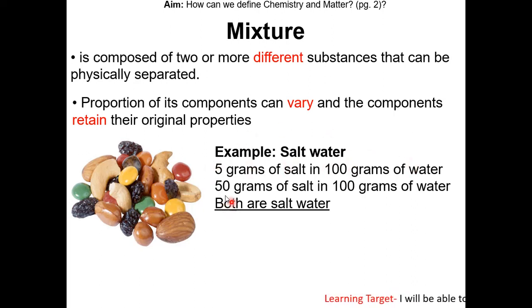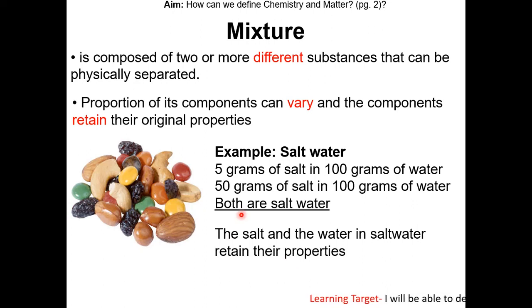The other solution has 50 grams of salt in 100 grams of water. Even though the proportion of the components are different, both are considered salt water. Because in a mixture, the ratio of the components can vary, and the components can retain their original properties. The salt and the water in the salt water retain their properties.